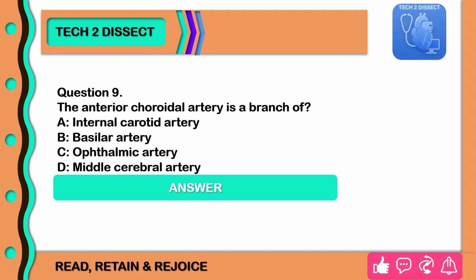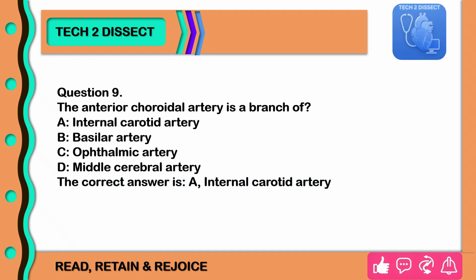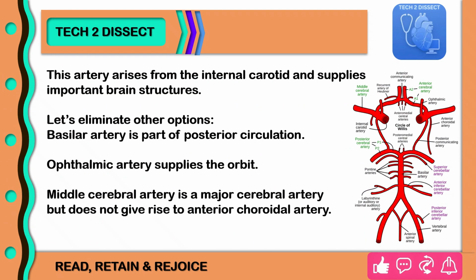D. Middle cerebral artery. The correct answer is A. Internal carotid artery. This artery arises from the internal carotid and supplies important brain structures. Let's eliminate other options. Basilar artery is part of posterior circulation. Ophthalmic artery supplies the orbit. Middle cerebral artery is a major cerebral artery, but does not give rise to anterior choroidal artery.